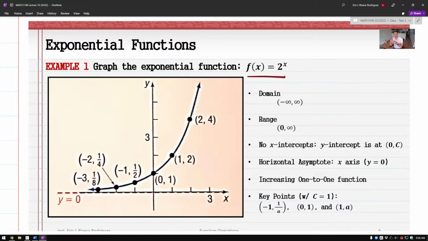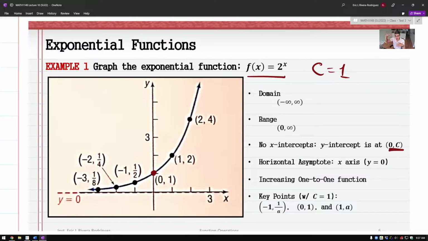So this is a summary with an example. That is the example we've been working on in Desmos, with base equal to 2 and c equal to 1. The domain is all real numbers. The range goes from 0 to positive infinity. There is no x-intercept. The y-intercept is at (0, c), and the value of c here is 1, so the y-intercept is (0, 1). We have a horizontal asymptote here on top of the x-axis.